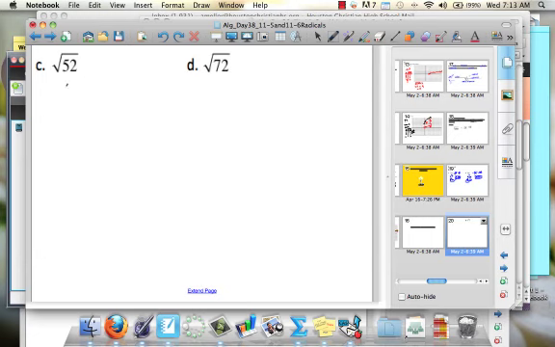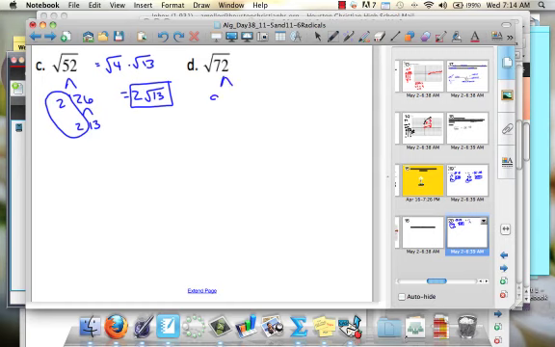Okay, 52 may not be as obvious. I know that 2 and 26 make up 52, and then I have 2 and 13. This is the situation where I would probably just do the twin thing, but 2 times 2 is 4, so this equals the square root of 4 times the square root of 13, which equals 2 times the square root of 13.